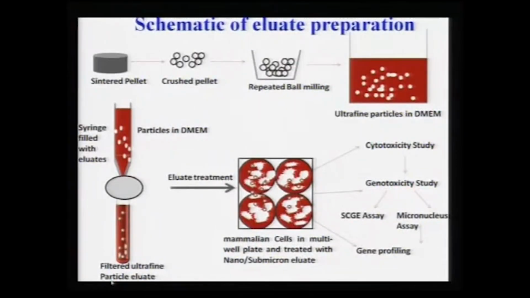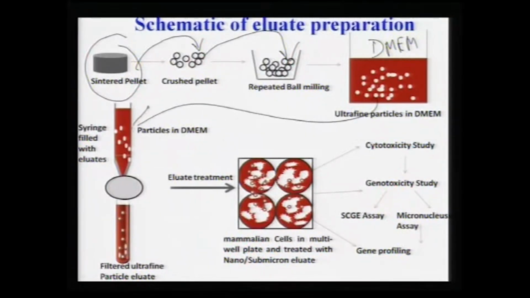Now, how were these particles generated? After sintering we get a sintered pellet. This pellet can be crushed into small particles, then you can do ball milling, and in this ball milling process you can make fine particles. These fine particles you can put in the DMEM, the typical culture medium, disperse them, and then simply filter them with a filter. After the filtration you get a particle size which is less than 0.22 micron. Very fine particles, and this medium you can directly use to treat different cells like L929 cells and other types of cells.